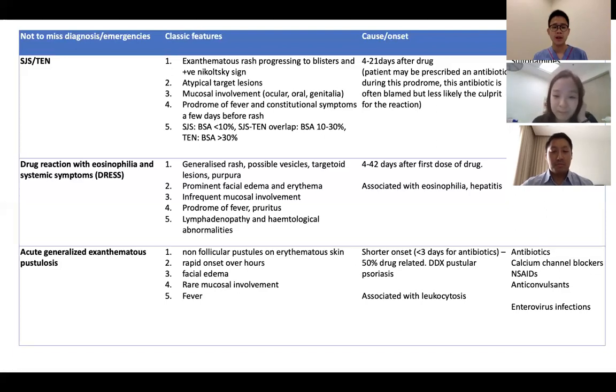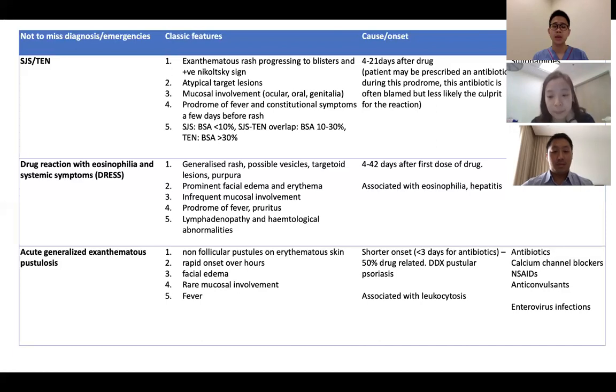Okay. So does the fact that the name has been changed from DRESS to DHS mean that eosinophilia may not be present? Exactly what you said. There's a criteria called the RegiSCAR. It considers various organ involvements, the nature of the rash, and also eosinophilia. But eosinophilia is not a necessary feature. If you have enough other features, you can still meet the criteria for drug hypersensitivity syndrome.